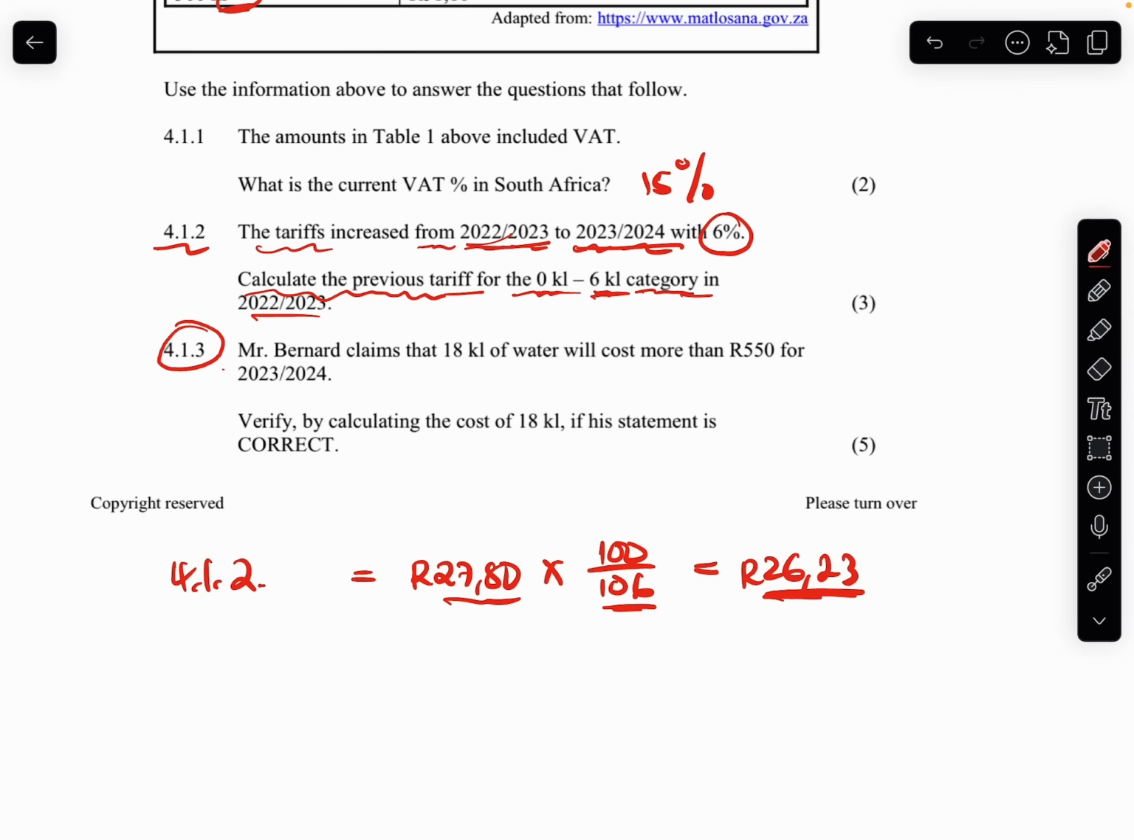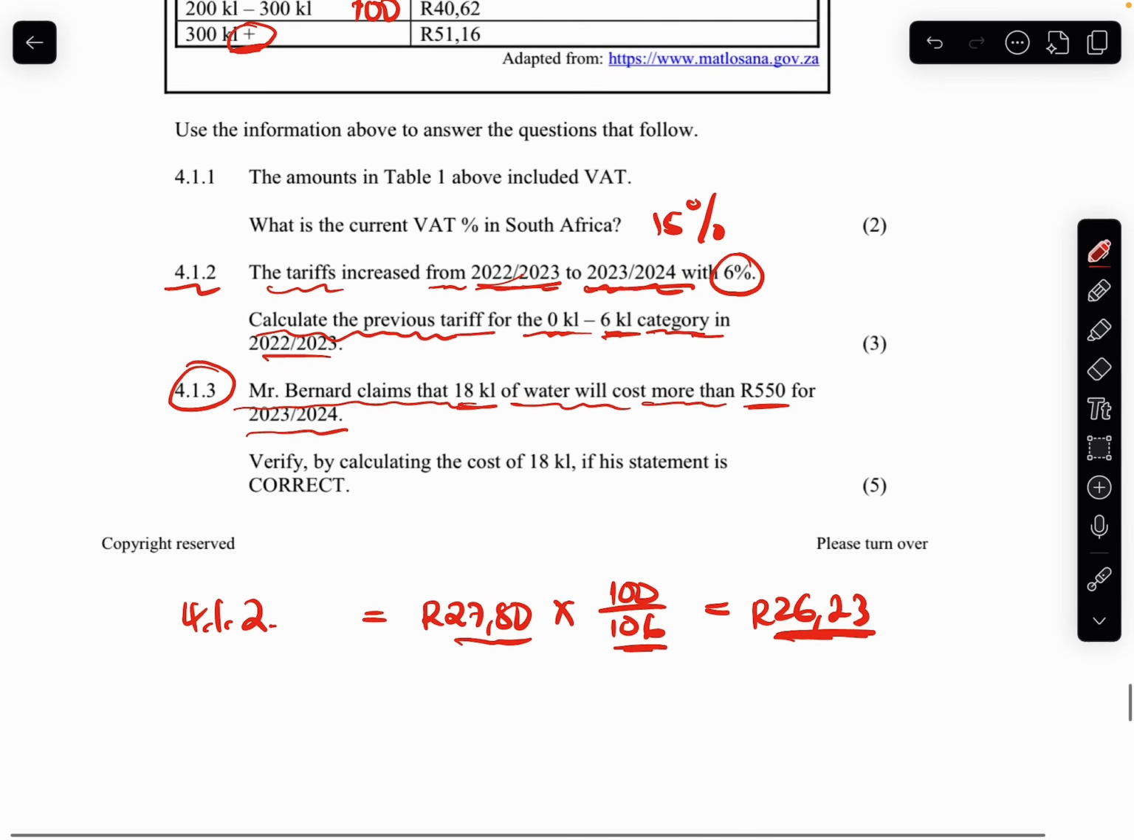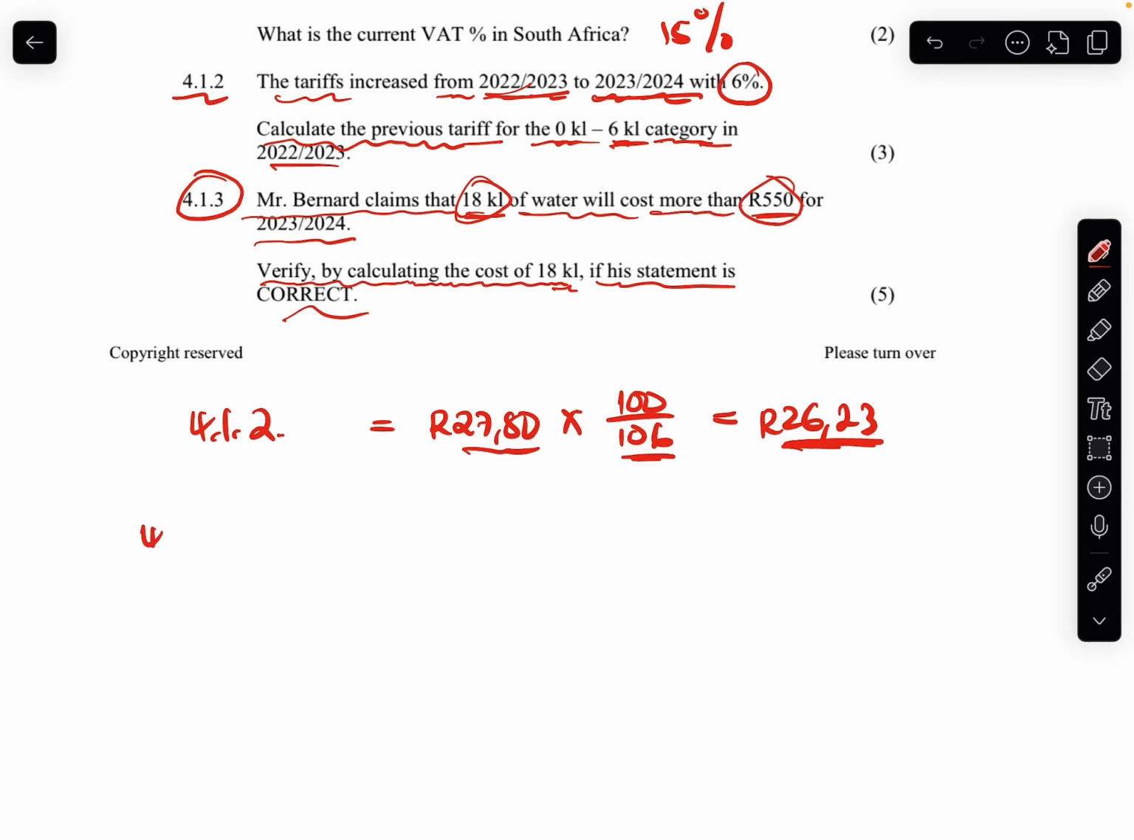4.1.3, it says Mr. Bernard claims that 8 kiloliter of water costs more than 550 for 2023 to 2024. It says verify by calculating the cost of 8 kiloliter whether the statement is correct. If the total for this 8 kiloliter is more than 550, that means his statement is valid. So let's see.